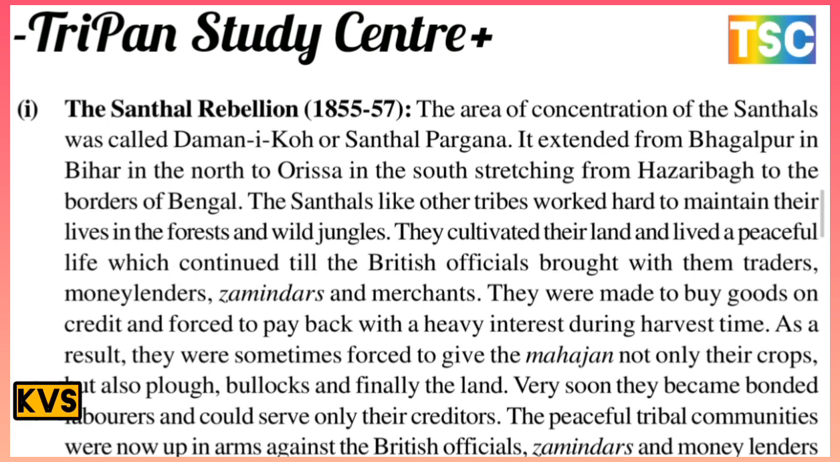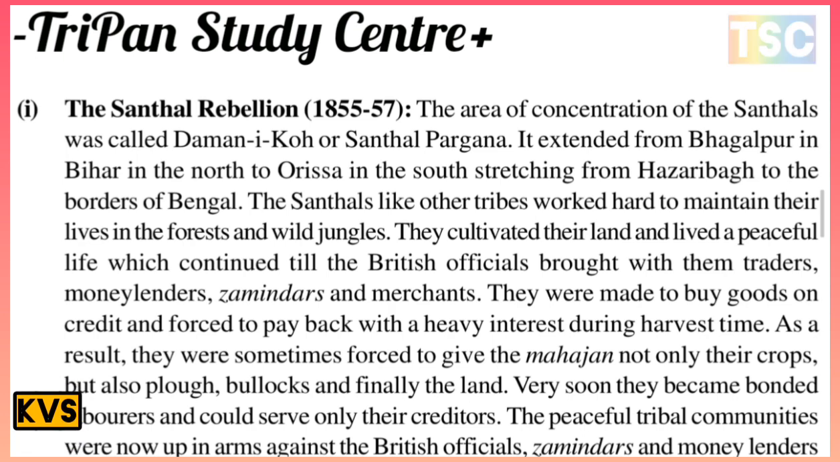The Santhal rebellion took place between 1855 and 1857. The area of concentration of the Santhals was called Daman-i-Koh and Santhal Pargana. Santhal Pargana extended from Bhagalpur in Bihar in the north to Orissa in the south, stretching from Hazaribagh to the border of Bengal.